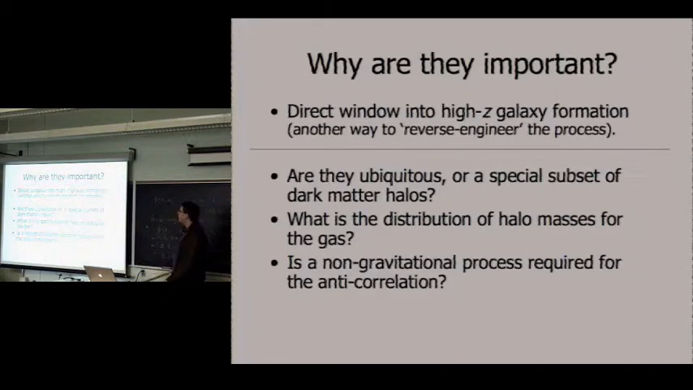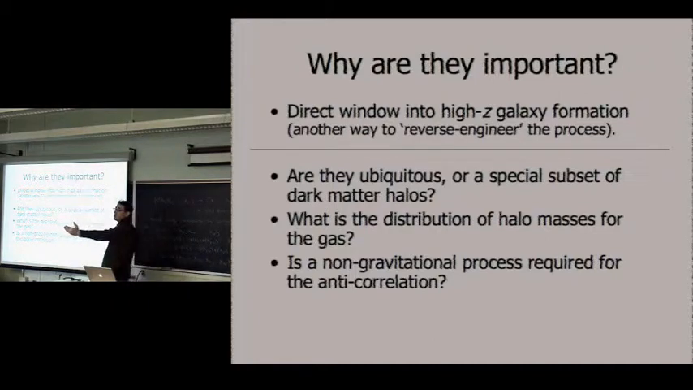So why are these important? I should have put this slide a little bit earlier. Why are these things important? Well, one of the reasons you want to look at these absorbers is that it's a direct window into high-z galaxy formation. It's another way to reverse engineer the galaxy formation process. Every sightline is essentially a volume-limited sample all the way out to redshift 2.5. It's very hard to find galaxies that far, very easy to find these absorbers.